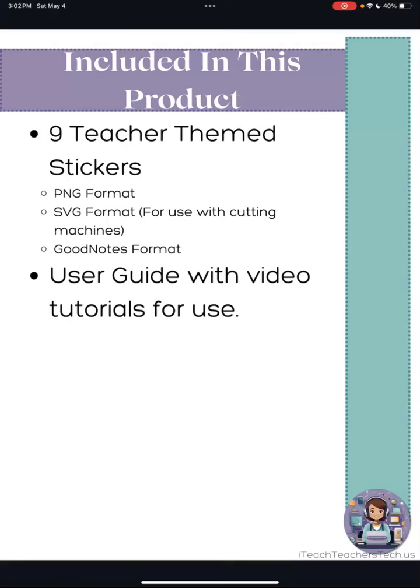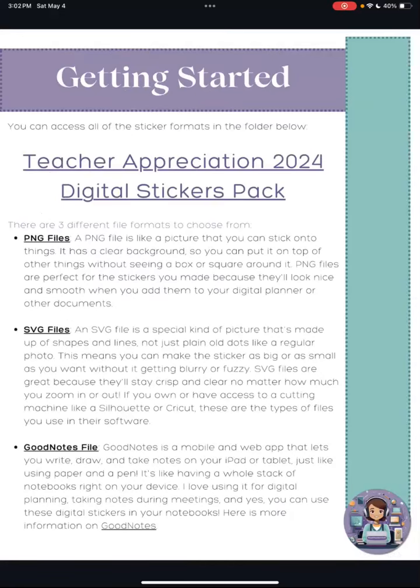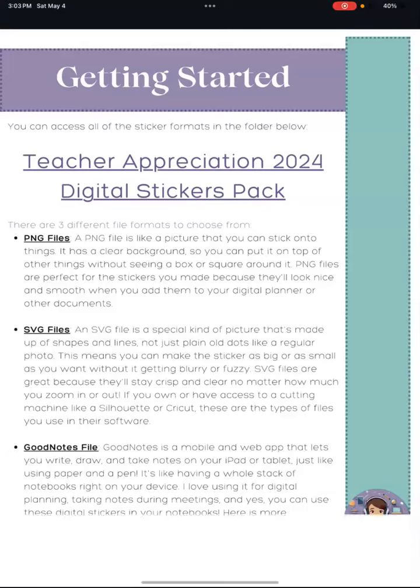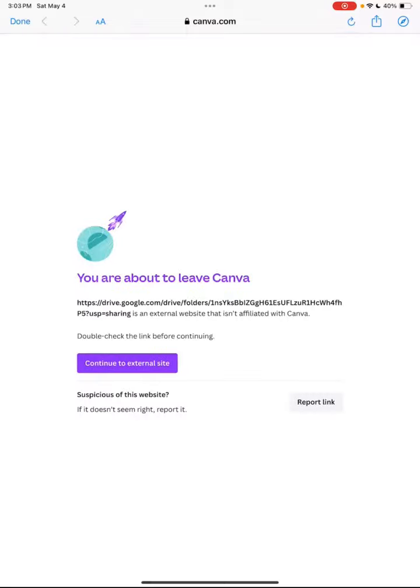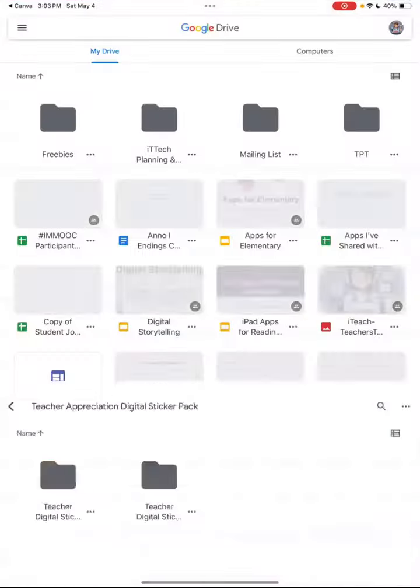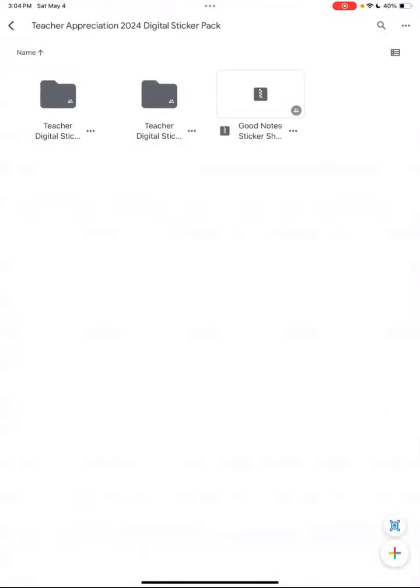So where you're going to access your GoodNotes file is on page 4 of the user guide. You're going to click on that link up at the top. That's going to open up a Google Drive folder. All right, so once we are in the Google Drive folder, you'll see the GoodNotes sticker sheet.